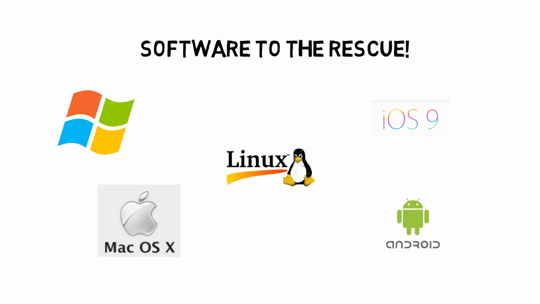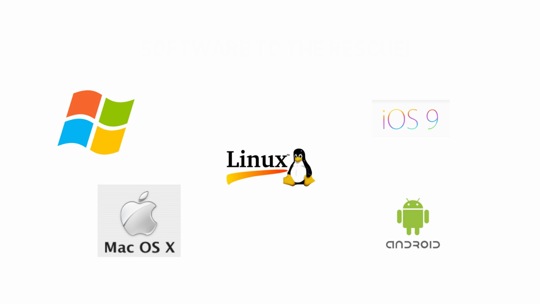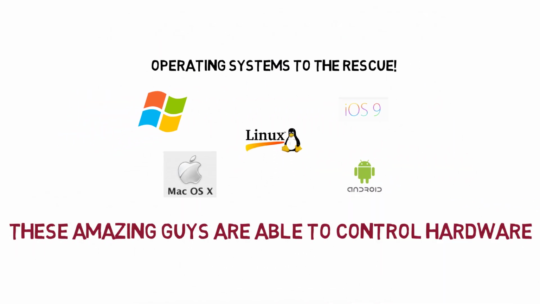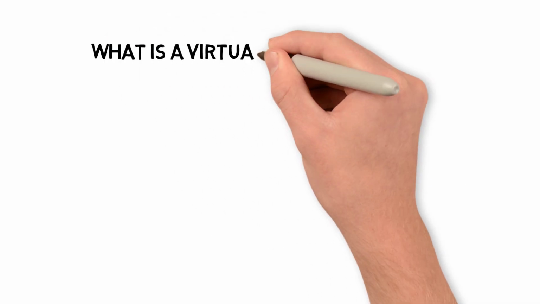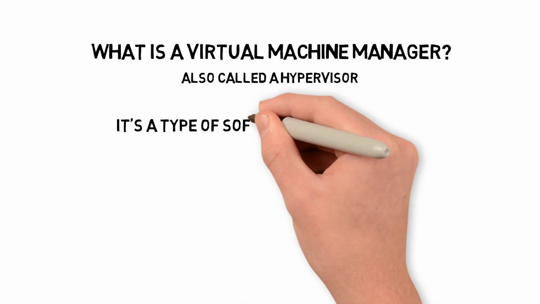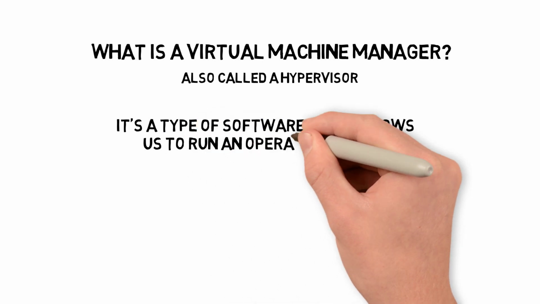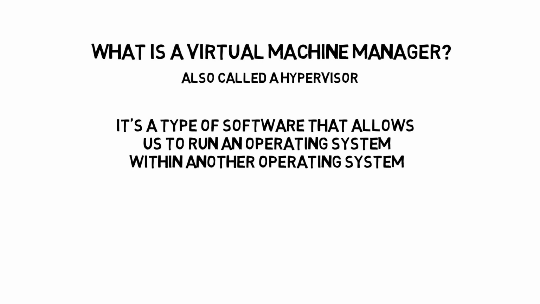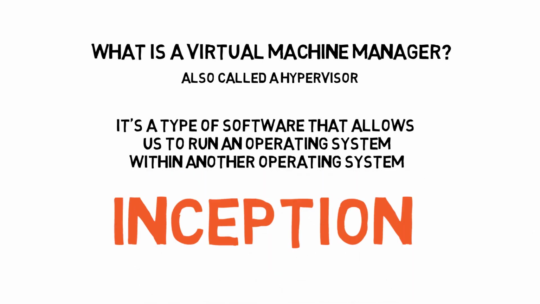Because of their unique ability of controlling the hardware, they are put into their own special category of software called operating systems. Again, operating systems are software that are able to control the physical components of a computer, namely the hardware. A virtual machine manager, also called a hypervisor, is another type of software that allows us to run more operating systems within an existing operating system.